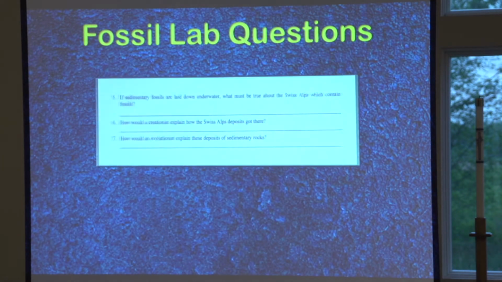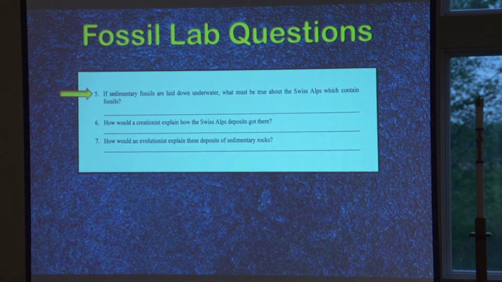There's many questions along the way, but here's three. If sedimentary fossils are laid down underwater, what must be true about the Swiss Alps, which contain fossils? Yeah. How would a creationist explain how the Swiss Alps deposits got there? Flood. How would an evolutionist explain these deposits of sedimentary rocks? Rapid sediment out of water many times over millions of years.